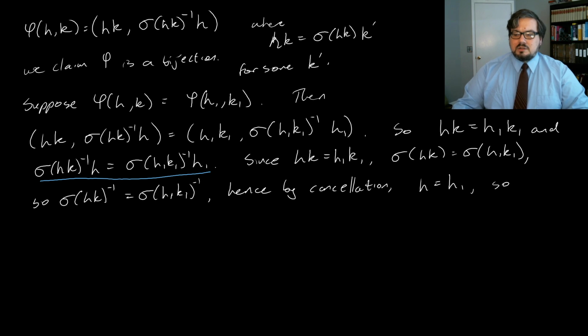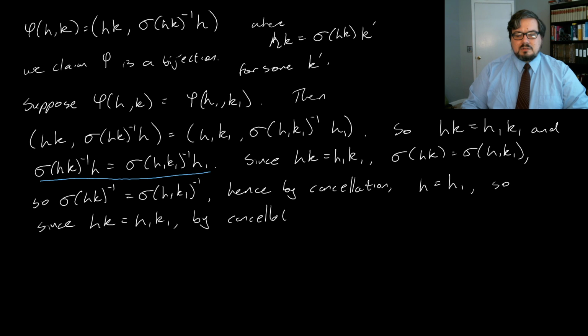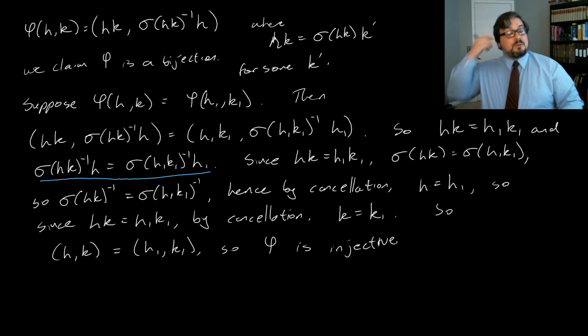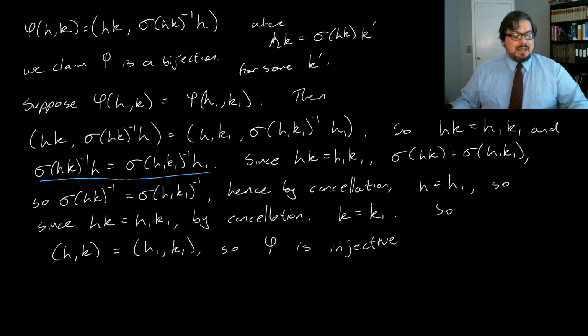So since HK equals H1 K1, by cancellation we have that K equals K1. So in particular, this means that (H, K) is equal to (H1, K1). So that means that phi is injective. So we have that phi is an injective function from H cross K to HK cross H intersect K.